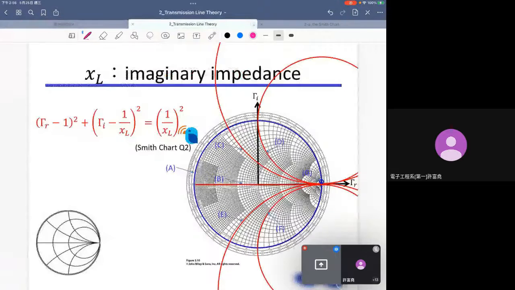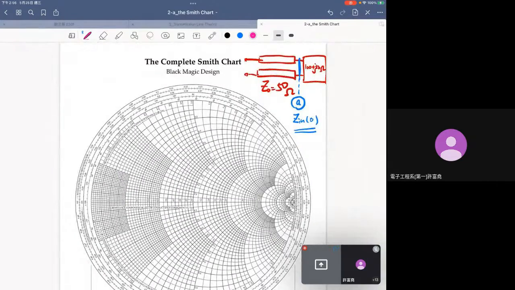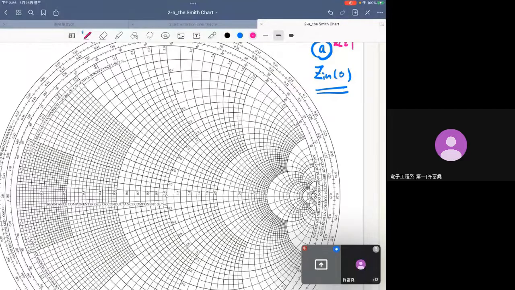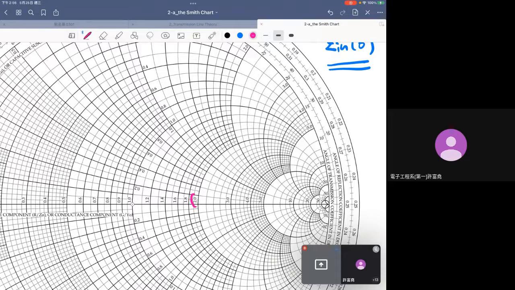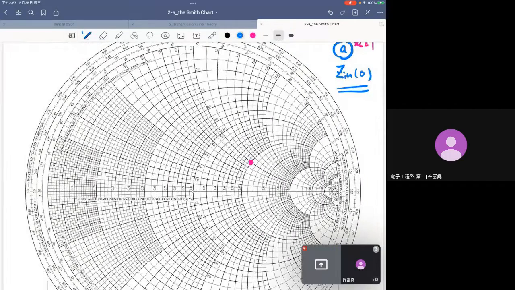So the answer will be, because at this one the normalized RL equals 2 and the XL equals positive 1, right? So you take this circle and also find where the imaginary part is for the imaginary circle. So you can get this one. Okay, this is the first thing you need to do to find point A.